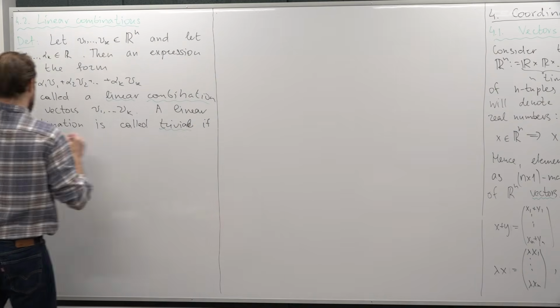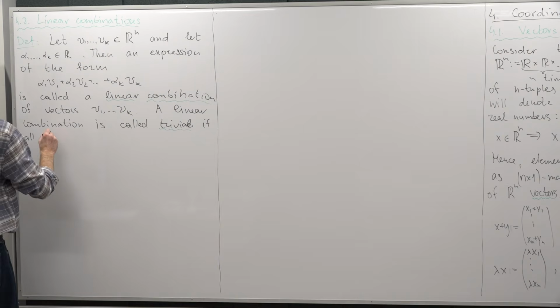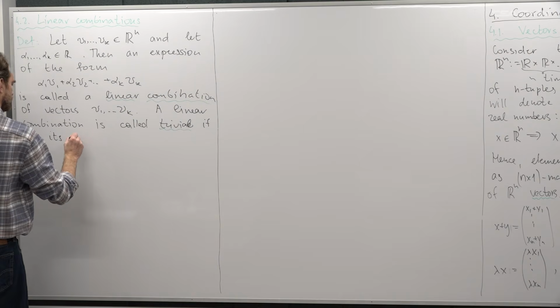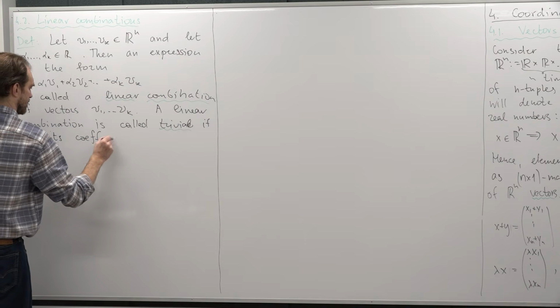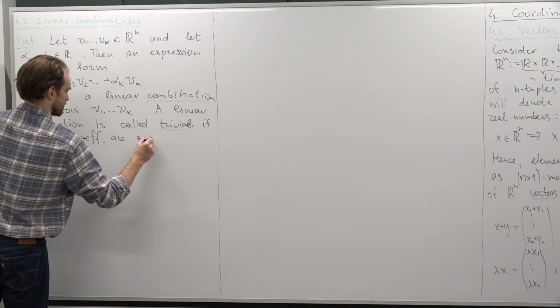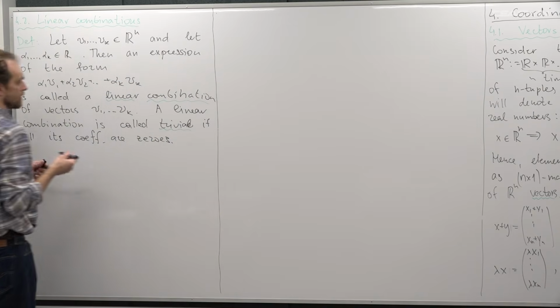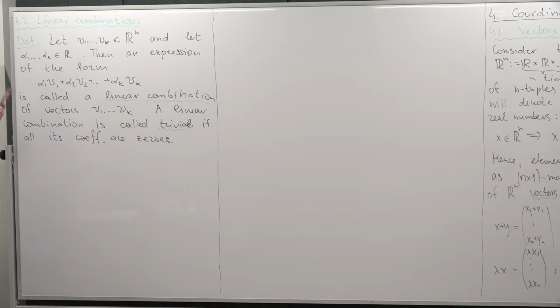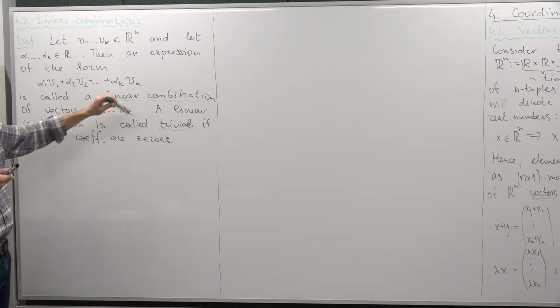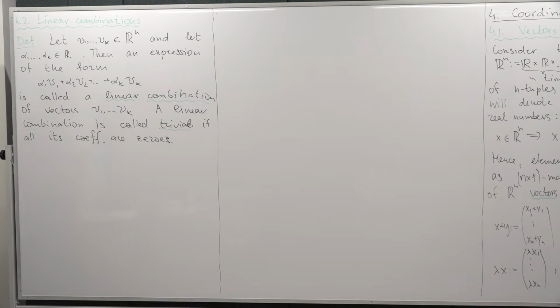If all its coefficients are zeros. So we can consider the zero vector, which is just 0 times v1, etc., plus 0 times vk, and such a linear combination is called trivial.